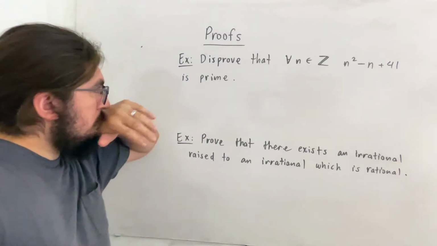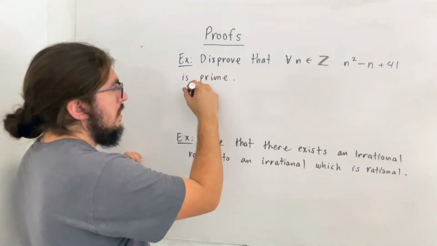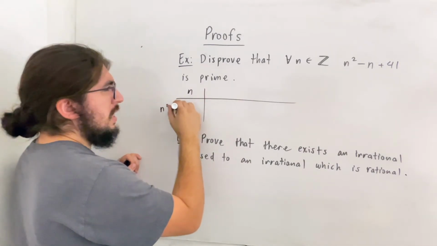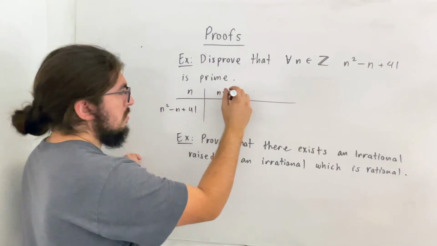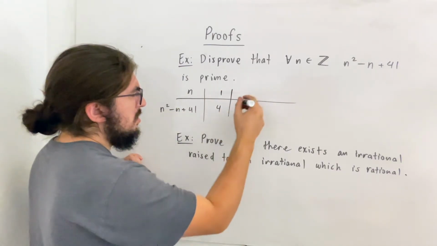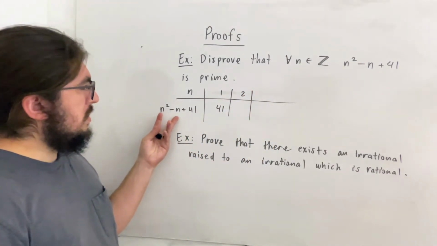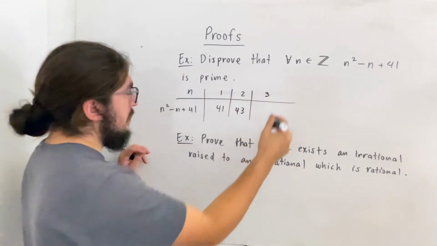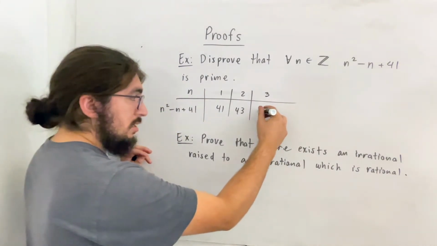Well, let's see. So how do we disprove this? Well, first off, if you consider writing out some integers and plugging them into n squared minus n plus 41, when n is equal to 1, those cancel, you just get 41. When n is equal to 2, 2 squared is 4, minus 2 is 2, plus 41 is 43. Those are primes. When you plug in 3, you get 3 squared minus 3, that's 6, plus 41 is 47, that's also prime.